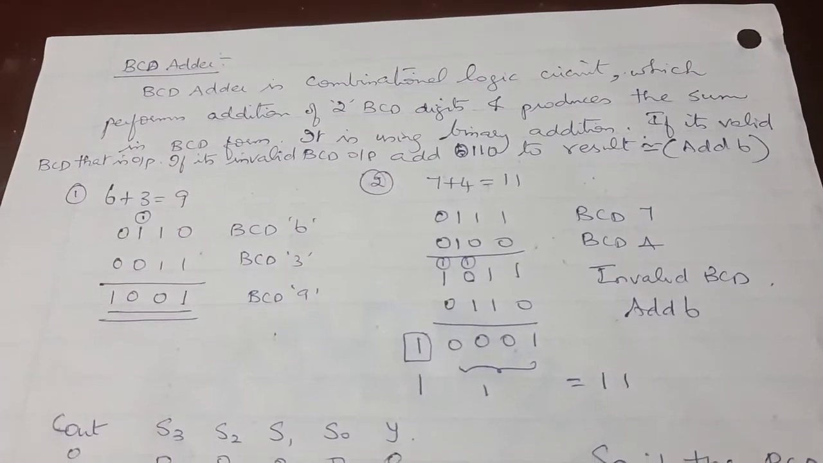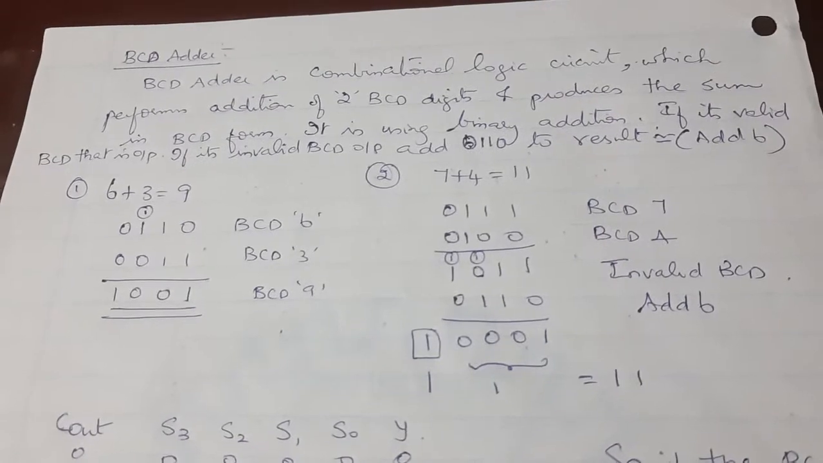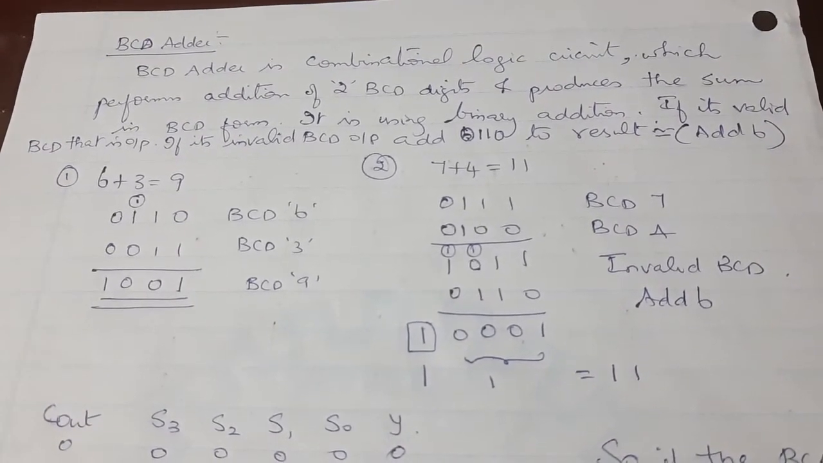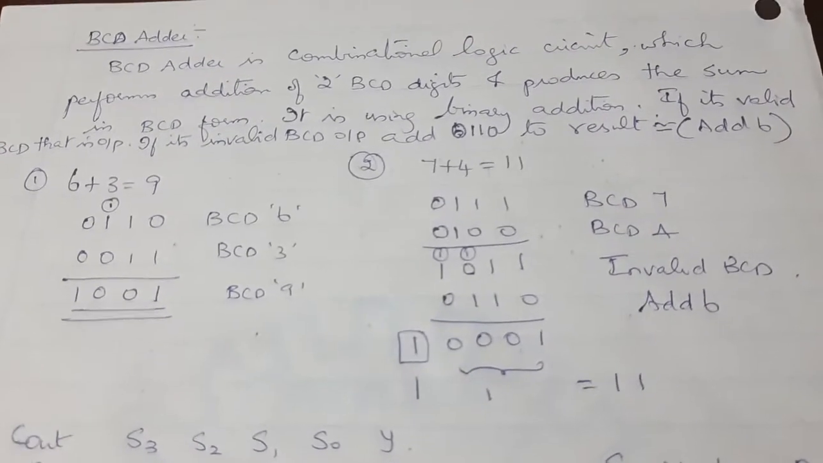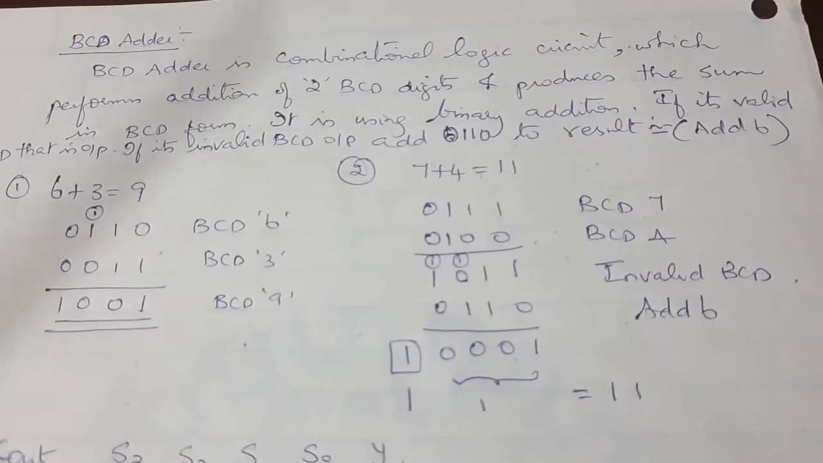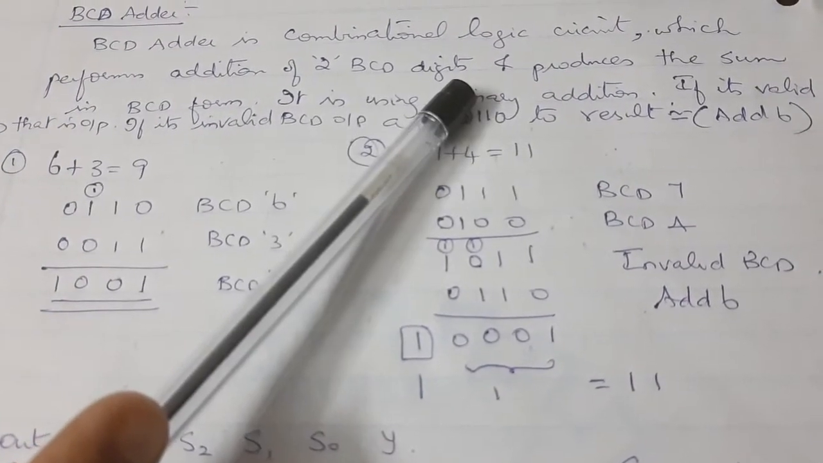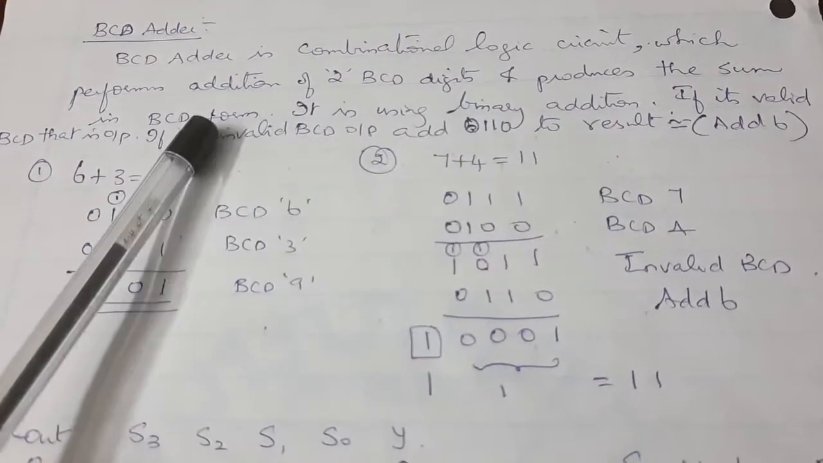Next application is a BCD adder. If the input is the BCD 8421 code, a weighted 8421 code, and you have two BCD digits, how do you do an addition operation? It is a combinational circuit which performs addition of two BCD digits and produces a sum. The output is also in BCD.